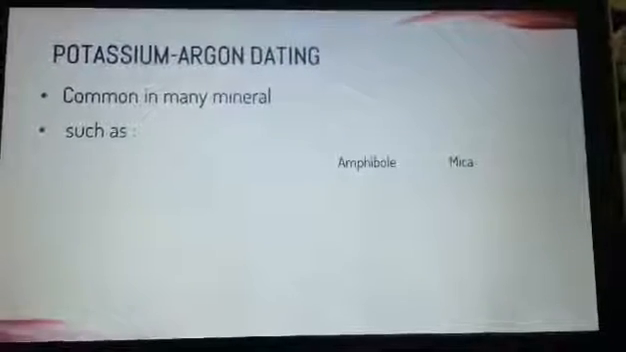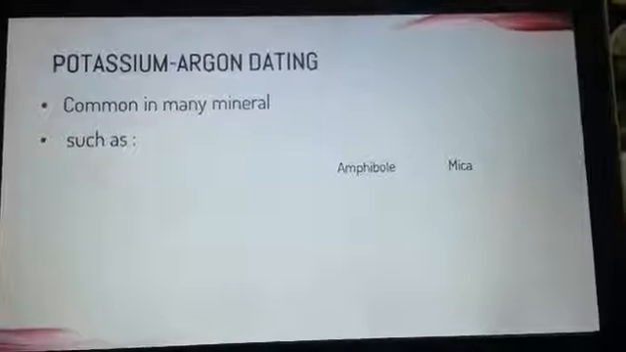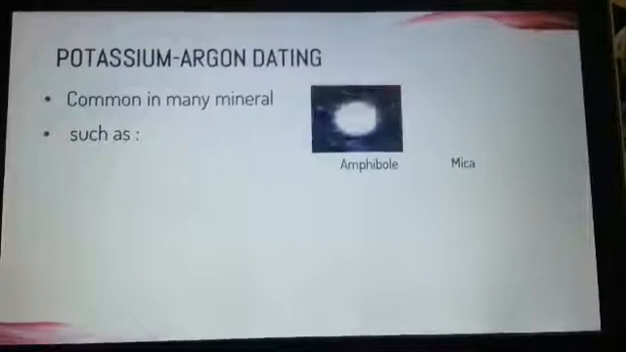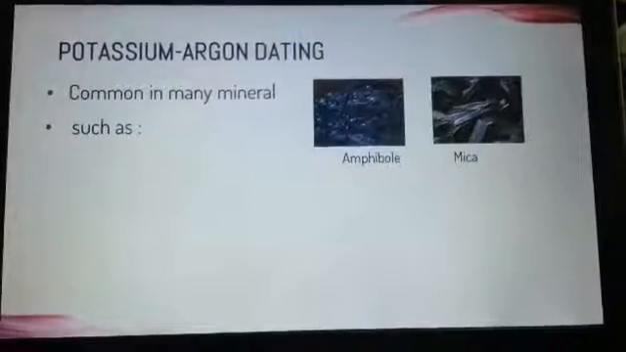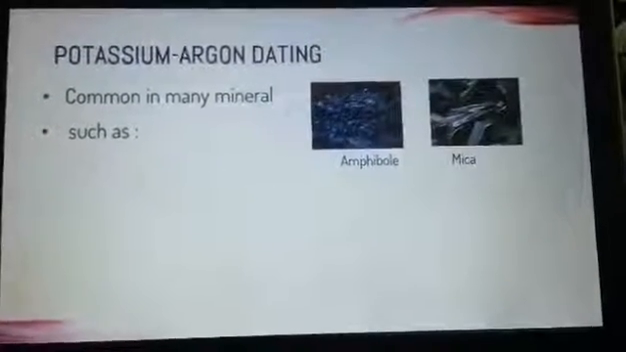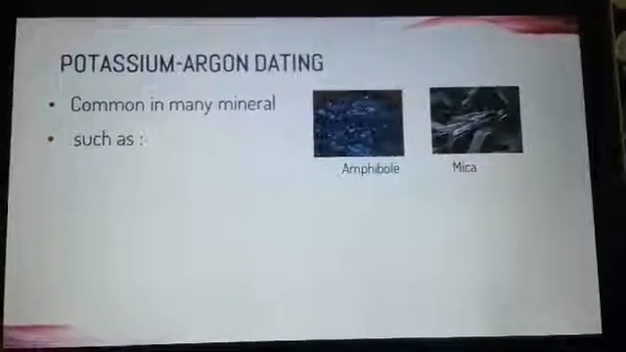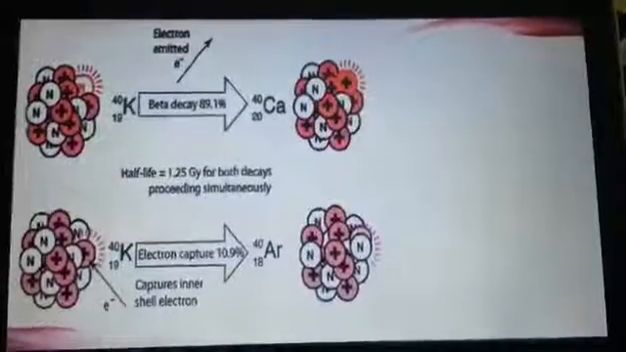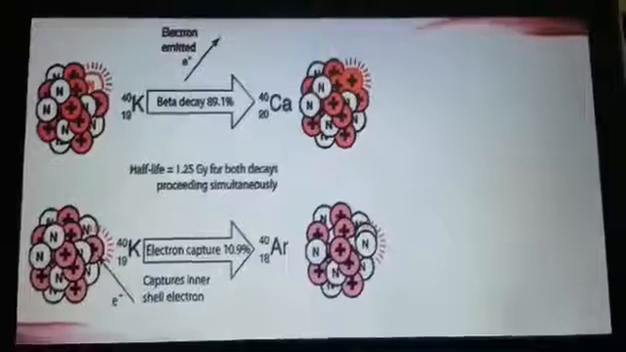Potassium-argon dating. Potassium is common in many minerals such as amphibole and mica. With its half-life, the technique is used to date rocks from 100,000 years to over a billion years. This figure shows how potassium-40 becomes argon-40.